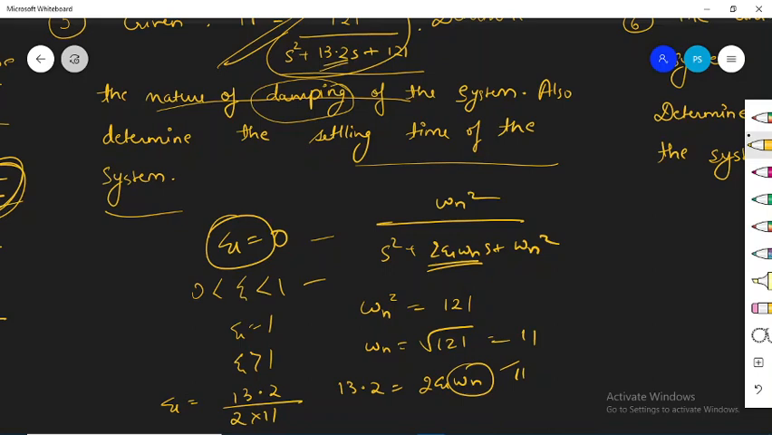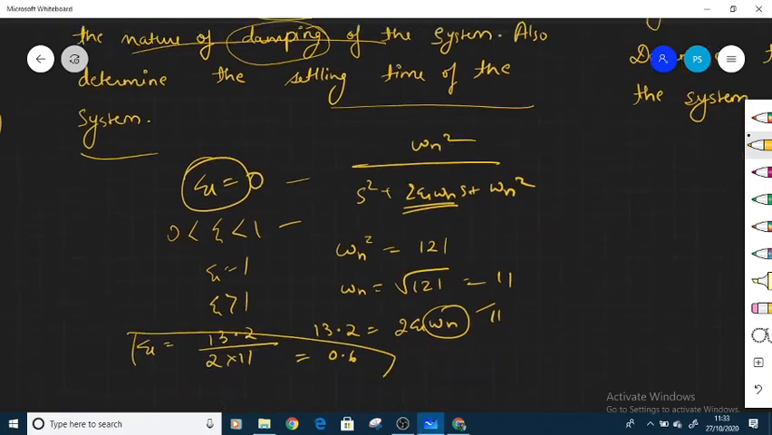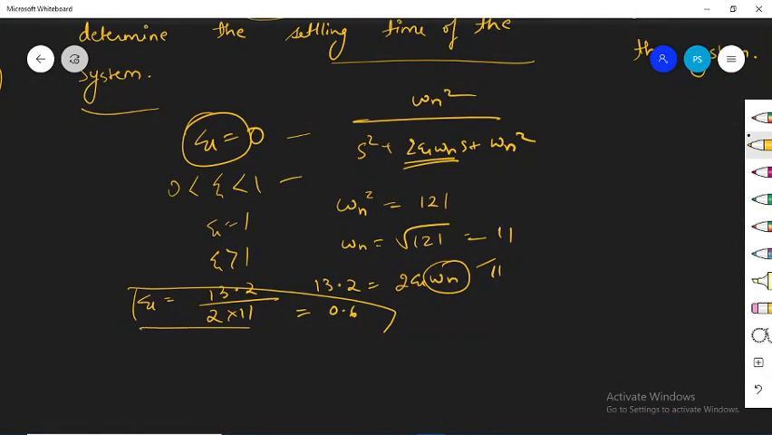Zeta's value is going to be 13.2 by 11, and this is going to come out as equal to 0.6. If you solve this, then this is going to come out as 0.6. So the value of zeta is going to come out as 0.6. And if this is coming out as 0.6, that means the system is definitely underdamped. The system is definitely underdamped in nature.